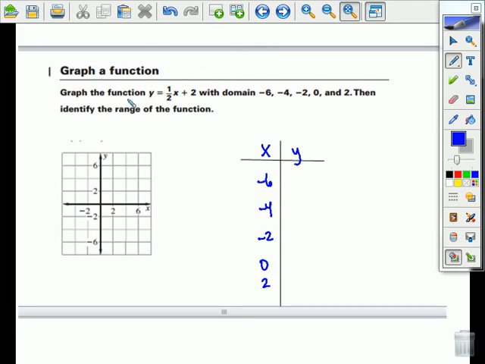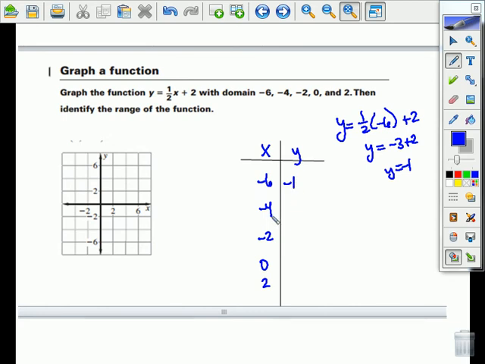Since we're graphing a function, we're going to go ahead and make this a continuous graph, which means we are going to connect it and make it a line. So all I do is just plug the negative 6 in. I'll show the work for the first one, and I'm pretty confident that we can do these in our head. So we have 1/2 times negative 6 plus 2. Half of negative 6 is negative 3, plus 2 is negative 1.